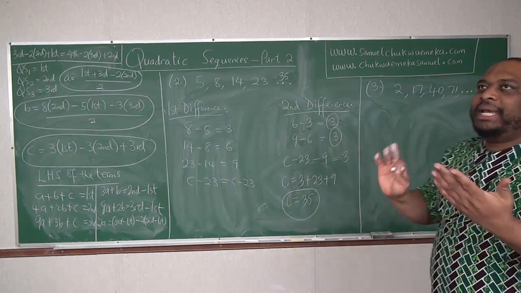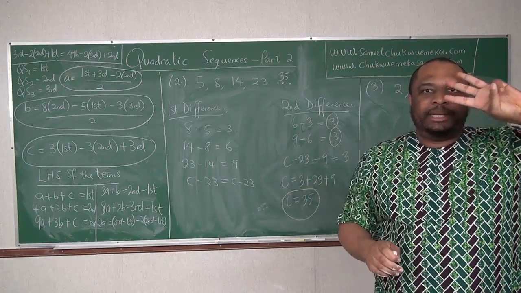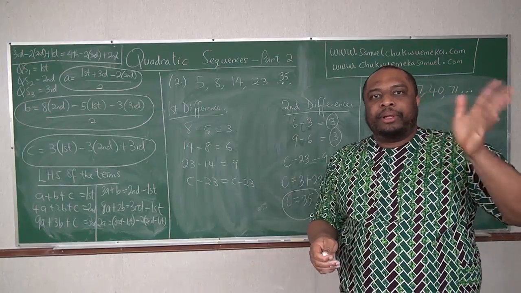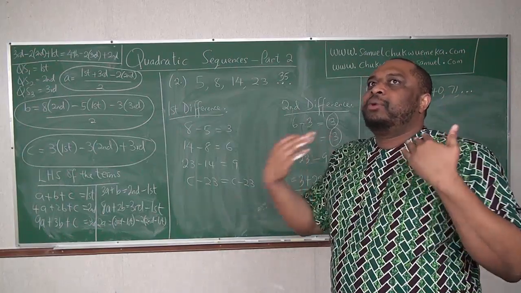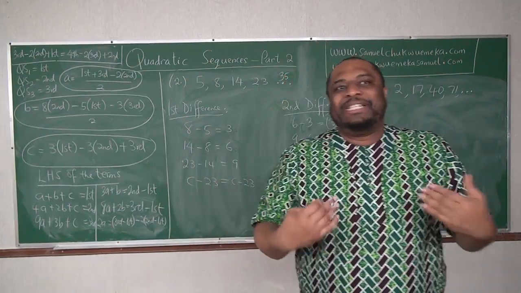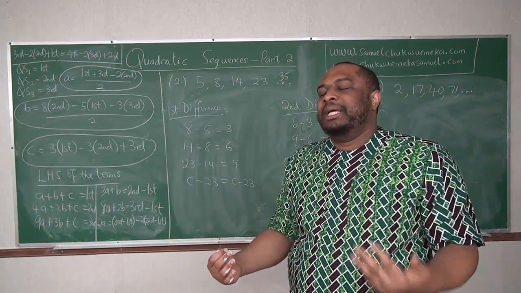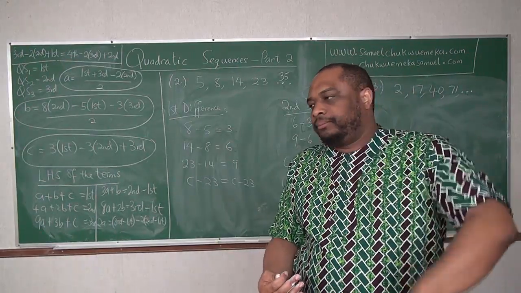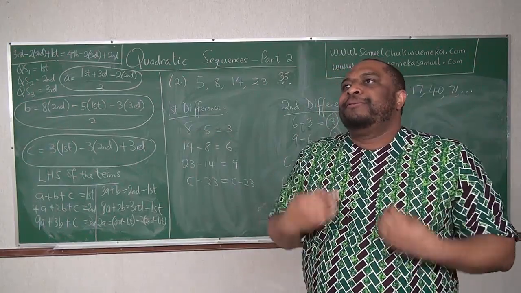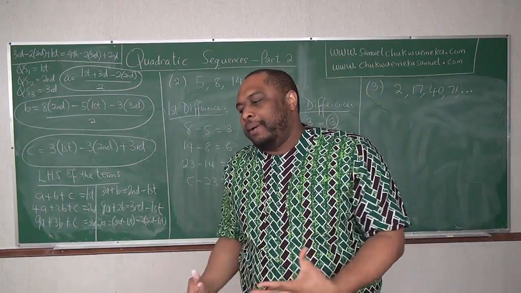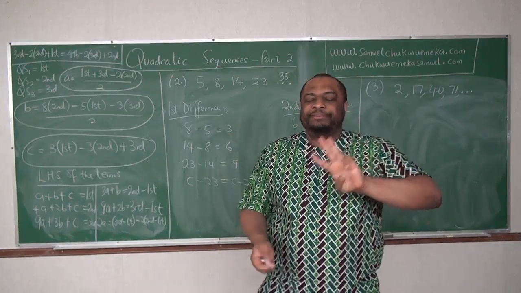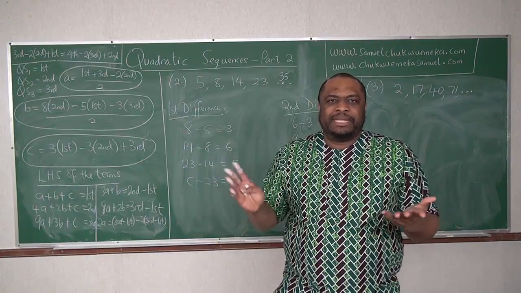Like we said, you only need 3 terms only. I mean, they gave us 4, that's fine, but you only need 3. You already know that it is a quadratic sequence. Now, if you want to determine if it is a quadratic sequence, then you need 4 terms. And we discussed that in part 1. But if you want to find the nth term of the quadratic sequence, then you need 3 terms.